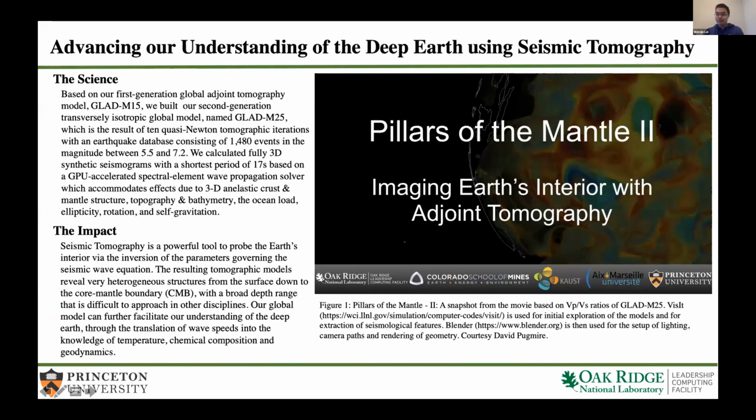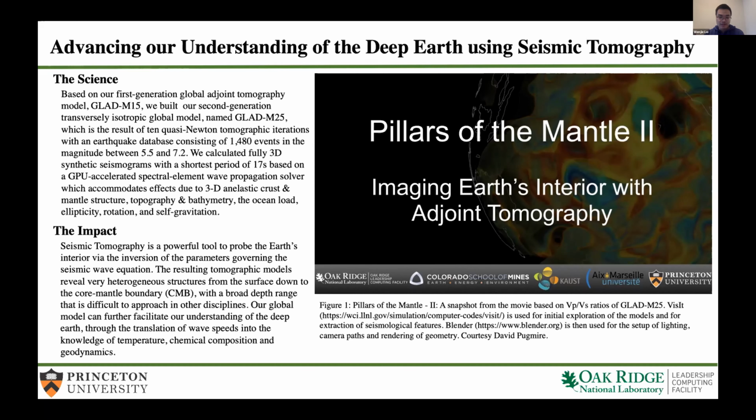Okay, so I'm a postdoc from the Princeton Geoscience Department. What we're trying to do is use seismic tomography to image the Earth's inner structure. Seismic tomography is a tool used to invert for the physical parameters of the Earth's inner structure that govern the wave equation. The resulting tomography models reveal a very heterogeneous structure from the surface down to the core-mantle boundary.